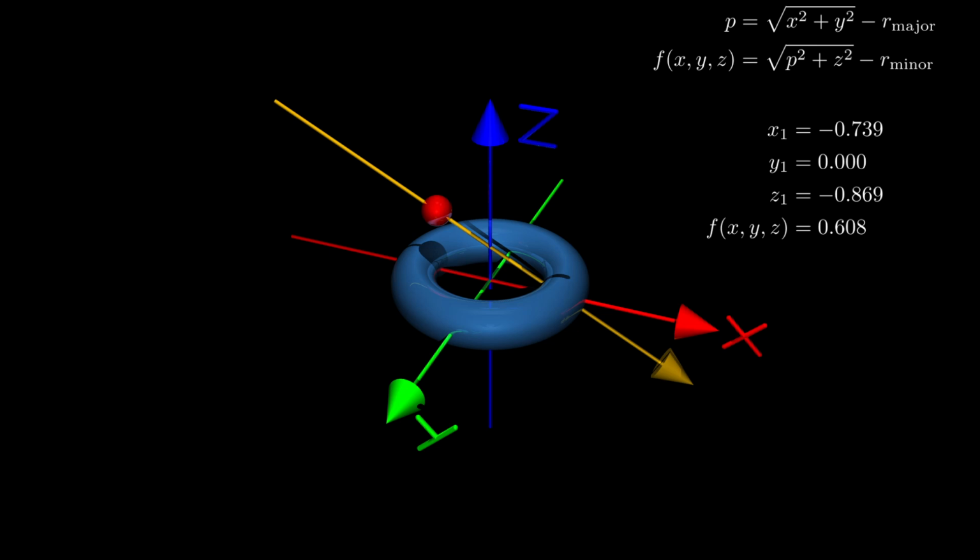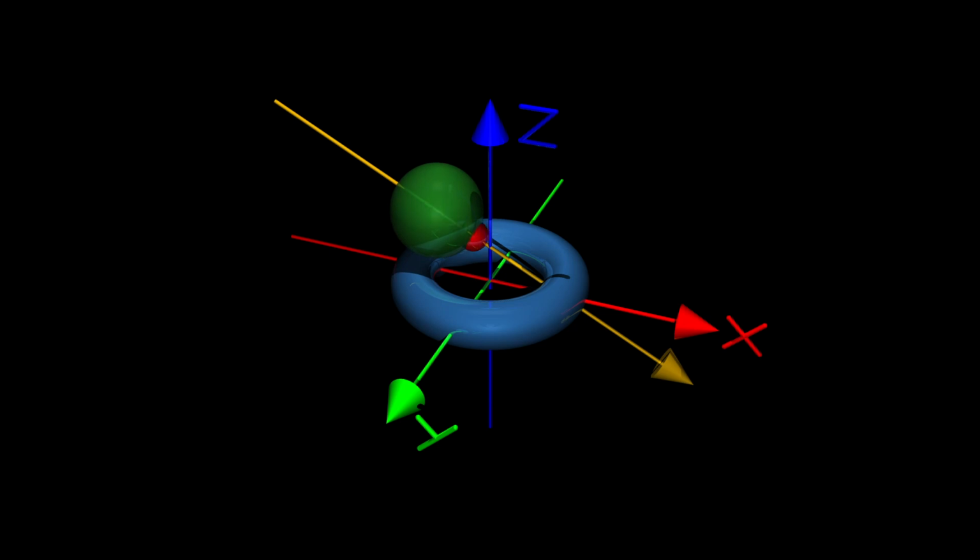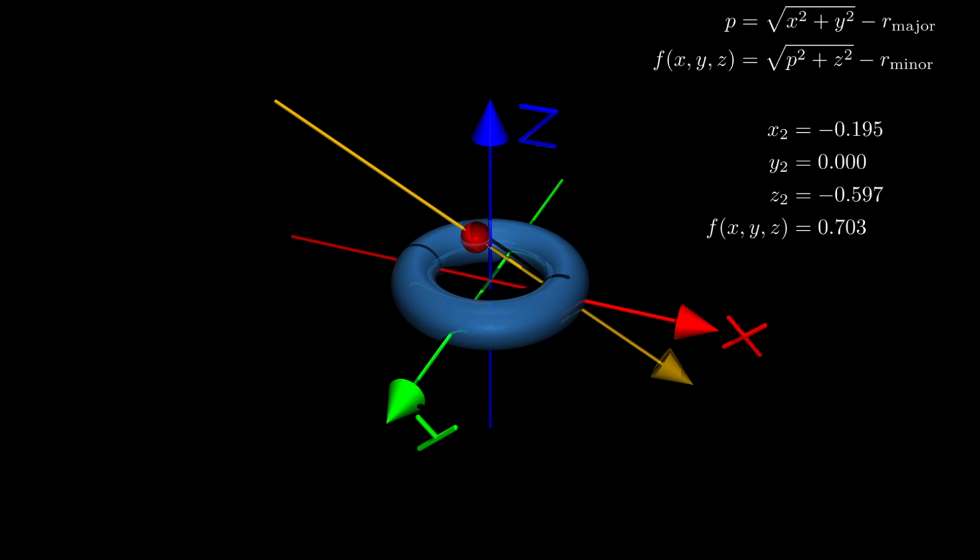Okay, so now we create a sphere of radius 0.608, as you can see here in green. And as before, we're then going to move our starting point along the ray, a distance corresponding to the radius of that sphere, and then we're going to repeat the process again. Okay, so now we have x2 equals -0.195, y2 stays at 0 in every case, z2 is now -0.597, and the value of f(x, y, z) is now 0.703.